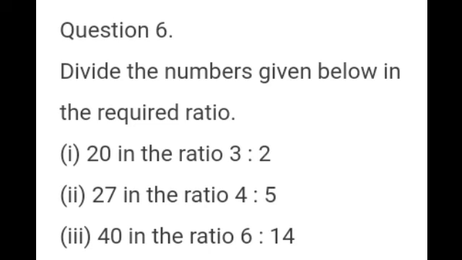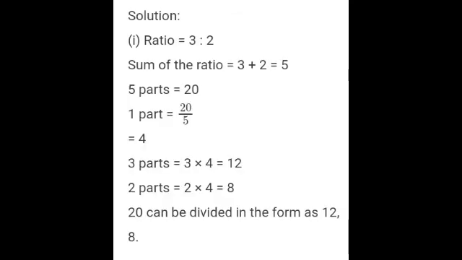Divide the numbers given below in the required ratio. The first sum is 20 in the ratio 3:2. Okay. So now what ratio is given? 3:2. Now we'll find out the sum of the ratio. So 3 plus 2 becomes what? 5. 3 plus 2 becomes 5.